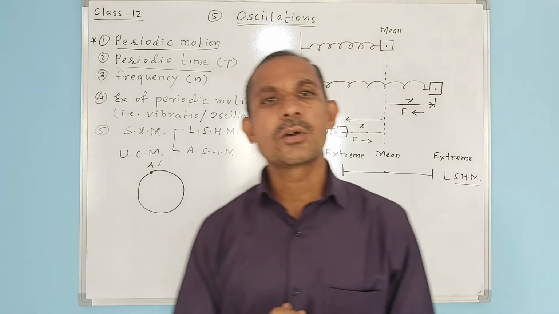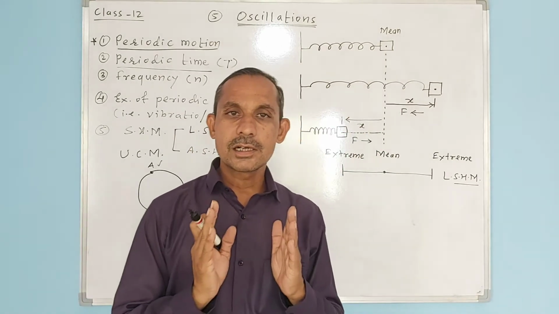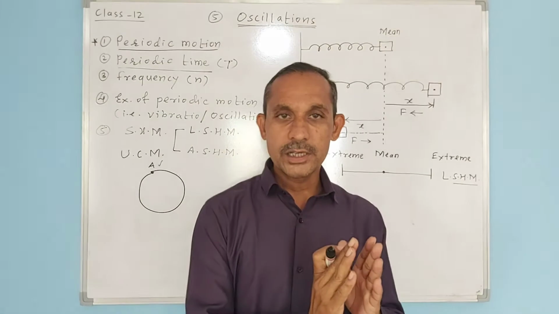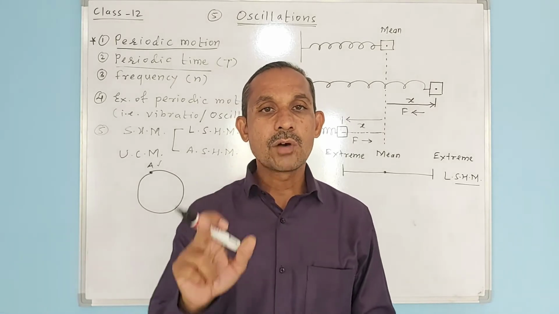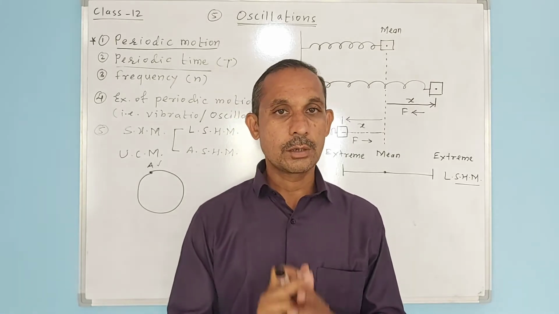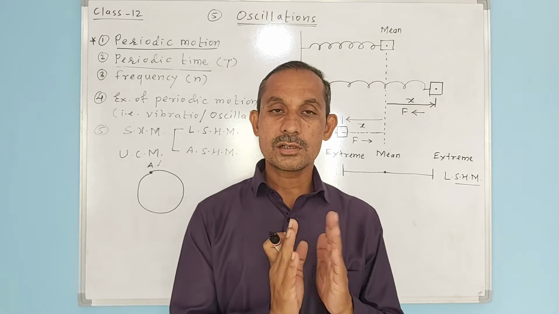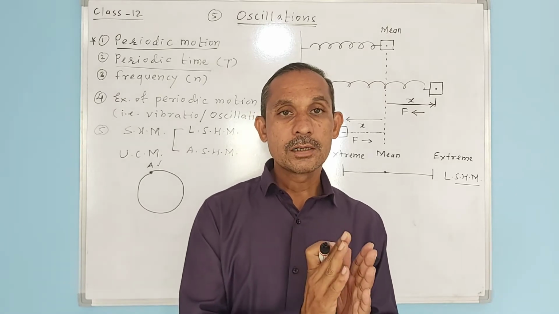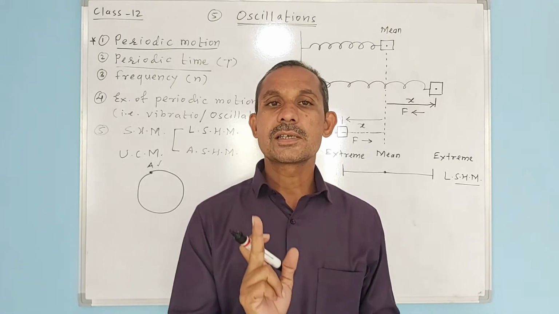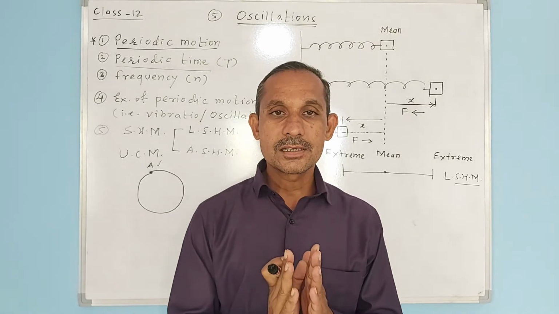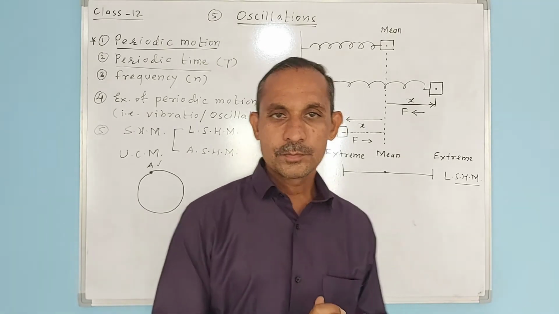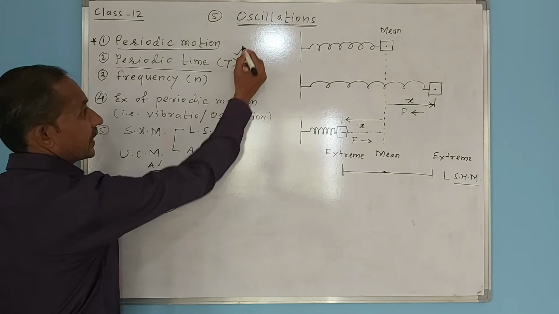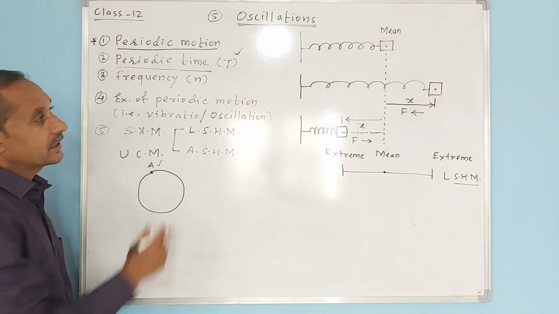What do you mean by periodic time? Periodic time is the time taken by the body in its motion to complete one set of motion. Such time which is required to complete one set of motion is called the periodic time, and periodic time is indicated by T.